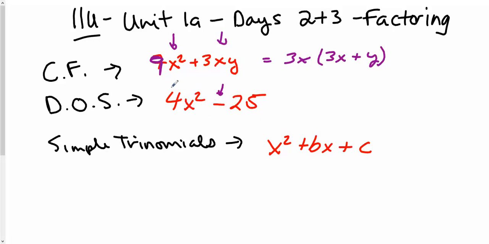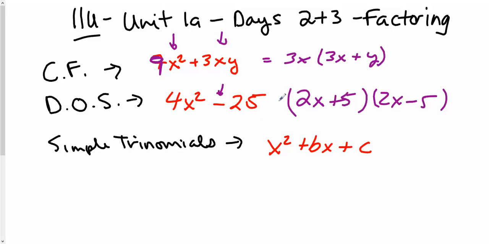So I look at 4x squared and I say, is there something times itself that can give me 4x squared? And that is 2x. 2x times 2x, 2 times 2 is 4, x times x is x squared. And then is there something times itself that can get me to 25? Or do I know what the root of 25 is? Another way to look at it, and that is 5. So what I'm going to do is I have 2x plus 5 and 2x minus 5.